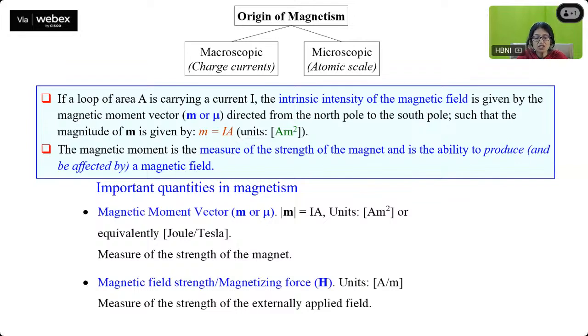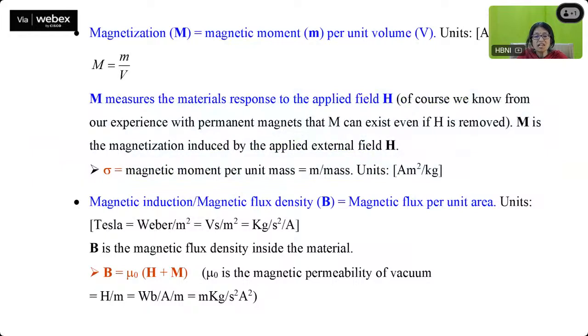Then you have magnetic field strength or magnetizing force H, and this is the measure of the strength of the externally applied field. Then you have magnetic moment per unit volume, or magnetization, and this magnetization measures the material's response to the applied field H. Then you have magnetic induction or magnetic flux density, B, which is magnetic flux per unit area. B is the magnetic flux density inside the material.